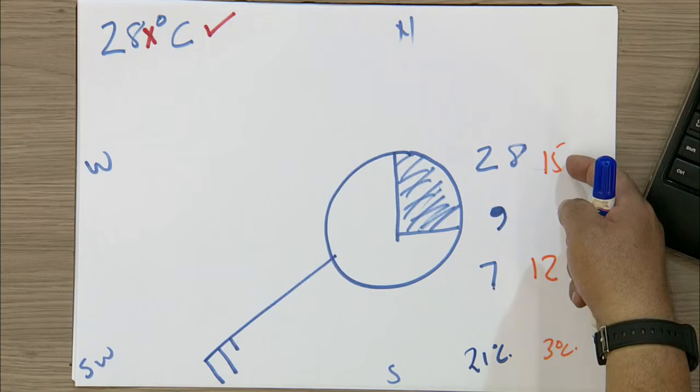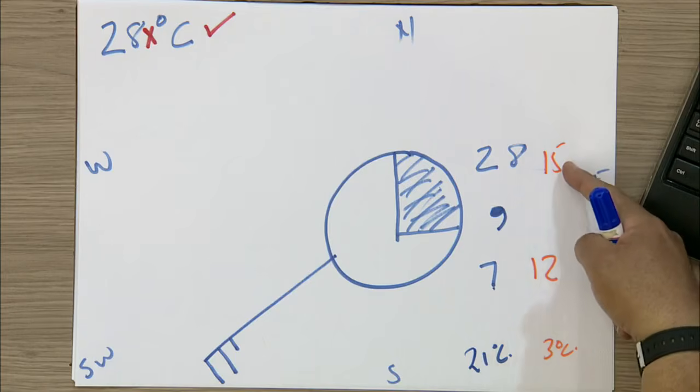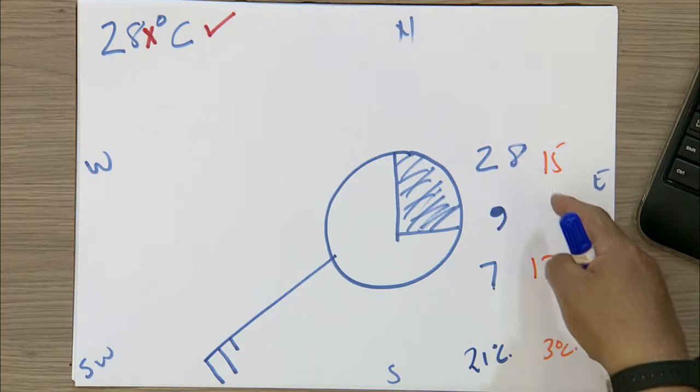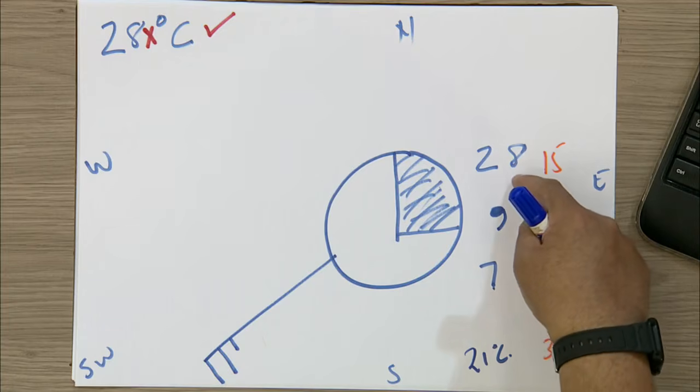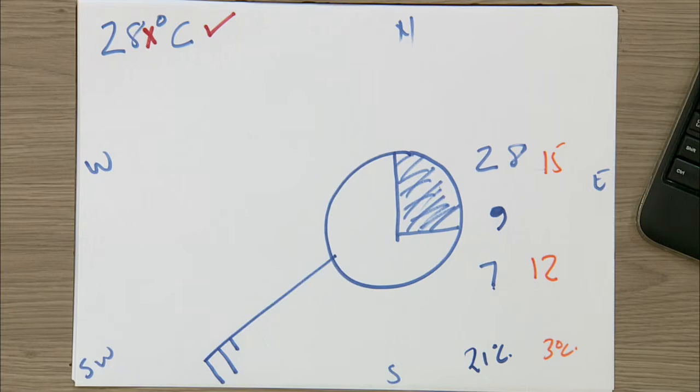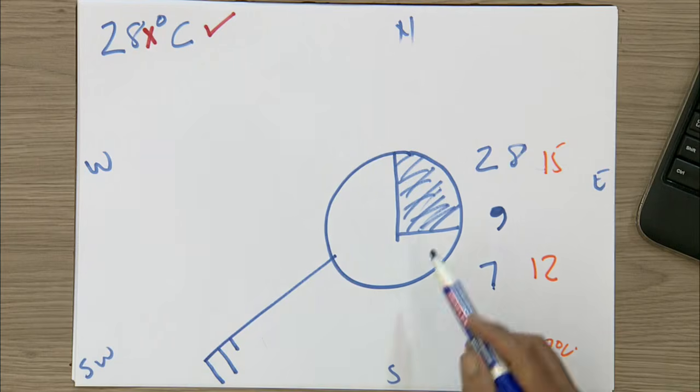Because it's easy for temperature in a matter of a few hours to drop from 15 to 12. But it is less likely, not impossible, but less likely, for it to drop from 28 degrees to 7 degrees Celsius. And in a nutshell, that is our weather station model.